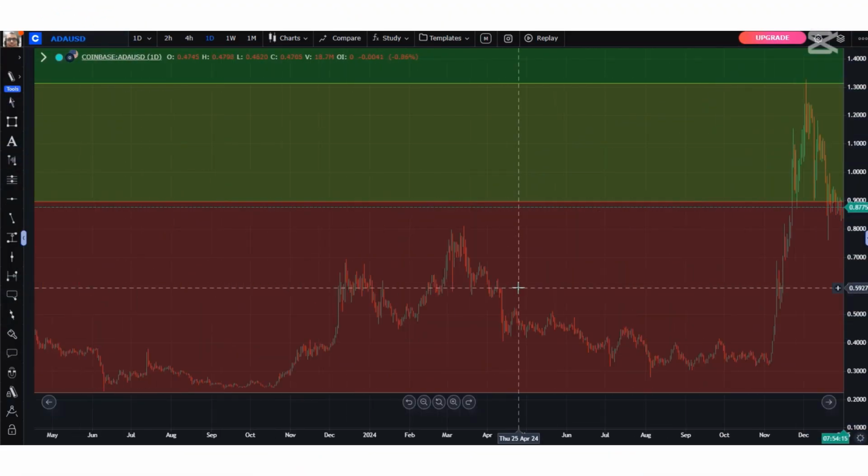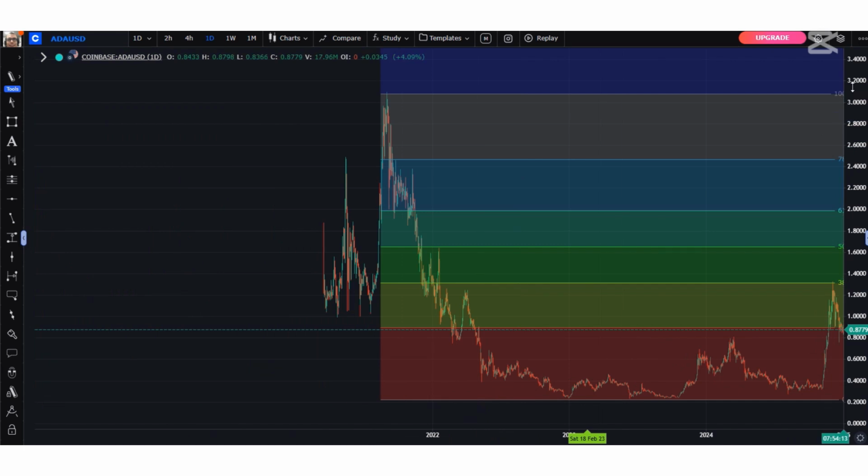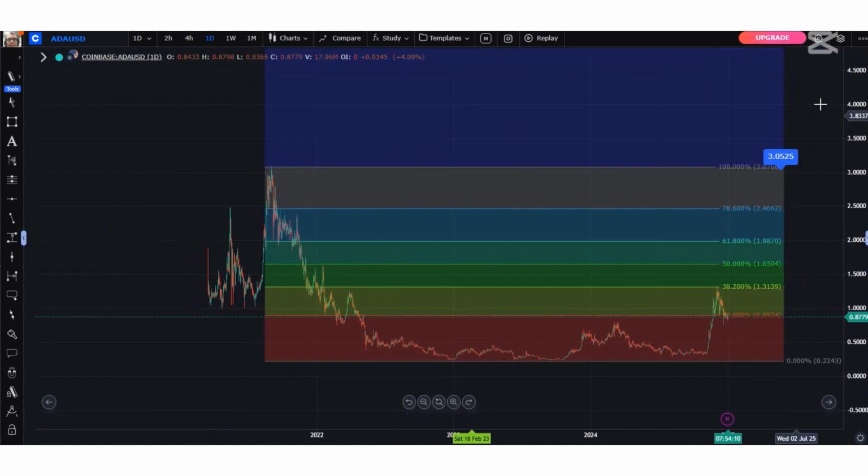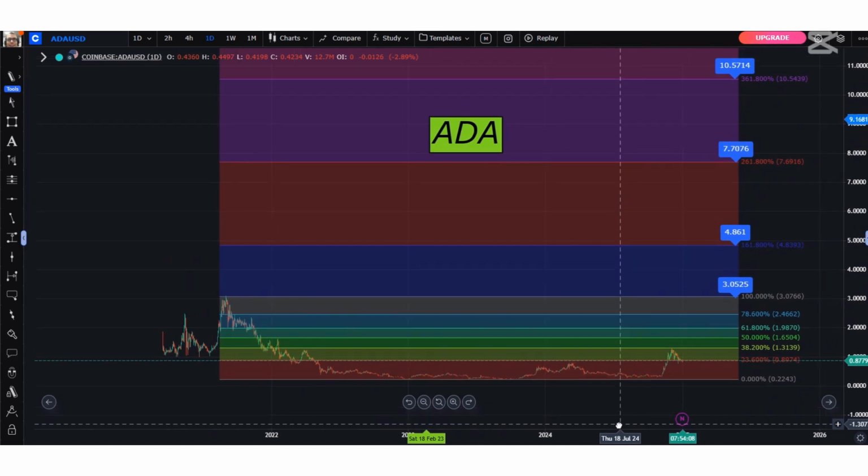ADA, oh man, I wish my chart wasn't doing this, but that's totally fine. I'll see if I can edit this out. If not, then just bear with me here.